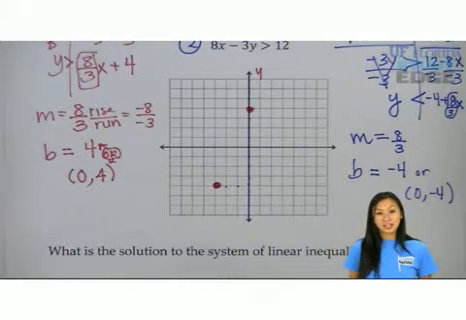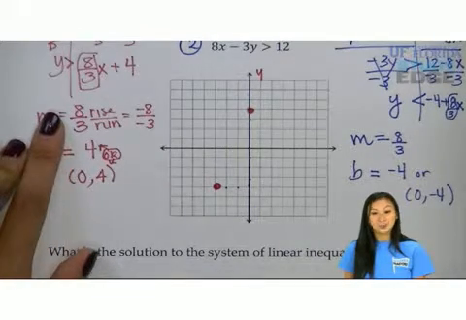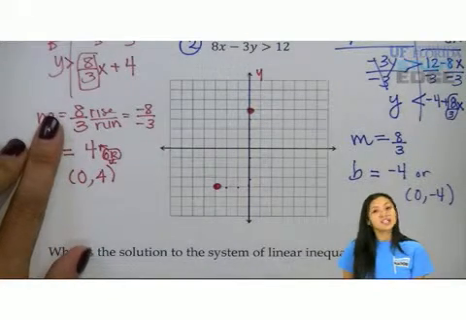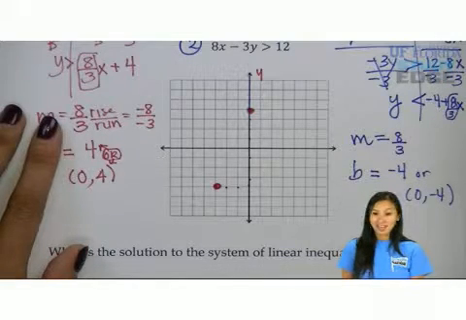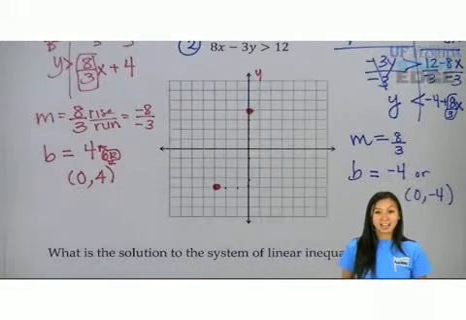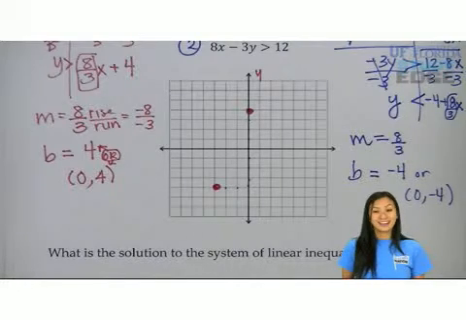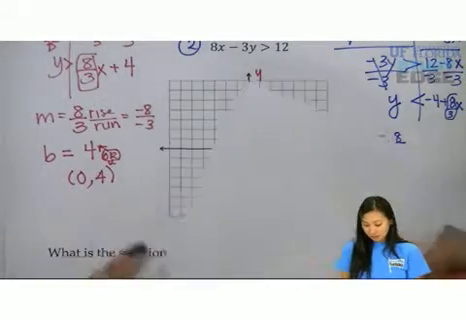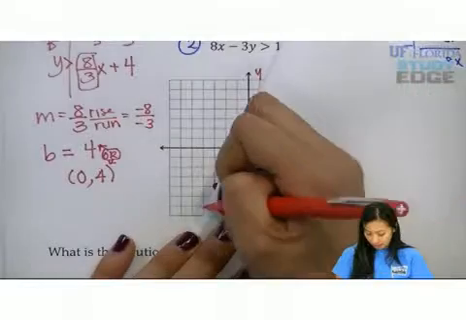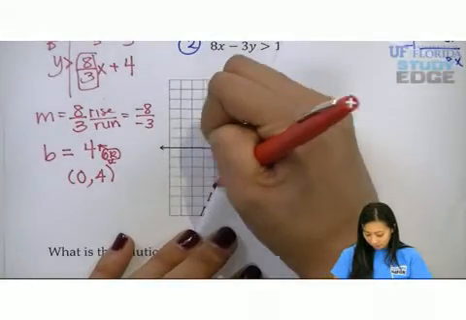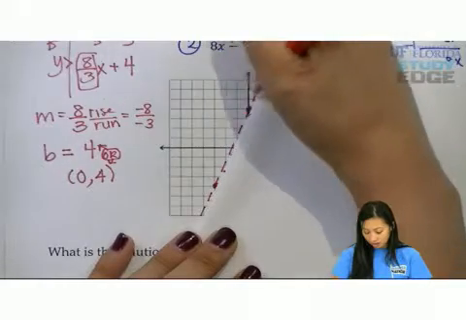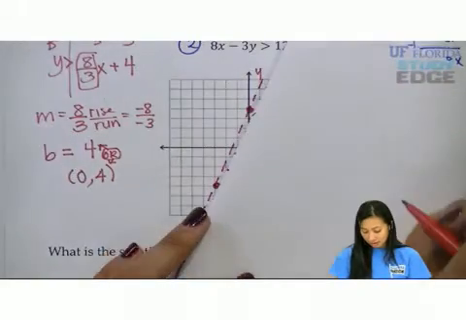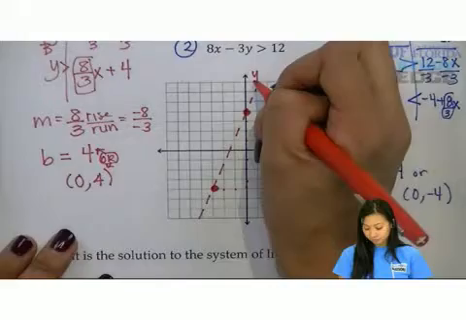I could graph. Let's look at our inequality. It's greater than, so I know it's a solid or a broken line. It is a broken line, or a dashed line, or a dotted line, a non-solid line. So I'm going to grab my piece of paper that's not a ruler, not a straight edge, and I'm going to just draw a broken, dashed, dotted, non-solid line like this.